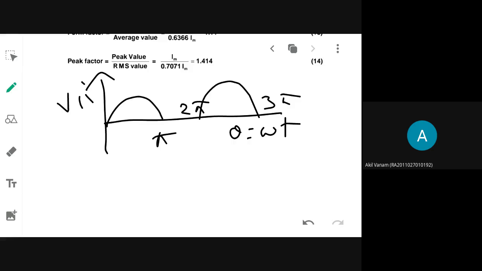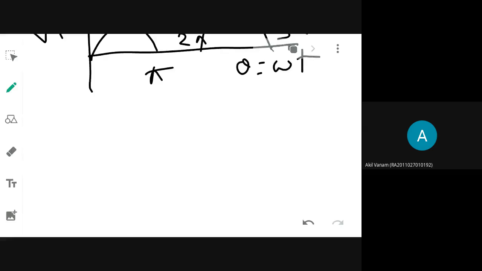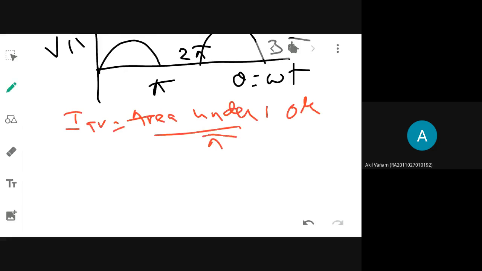How will you do the derivation? What is the formula for average again? I average is equal to area under one complete cycle divided by period. Period here, will you consider pi or 2 pi? Not pi. Here you are having some answer, but here it is 0. So you have to consider 2 pi.